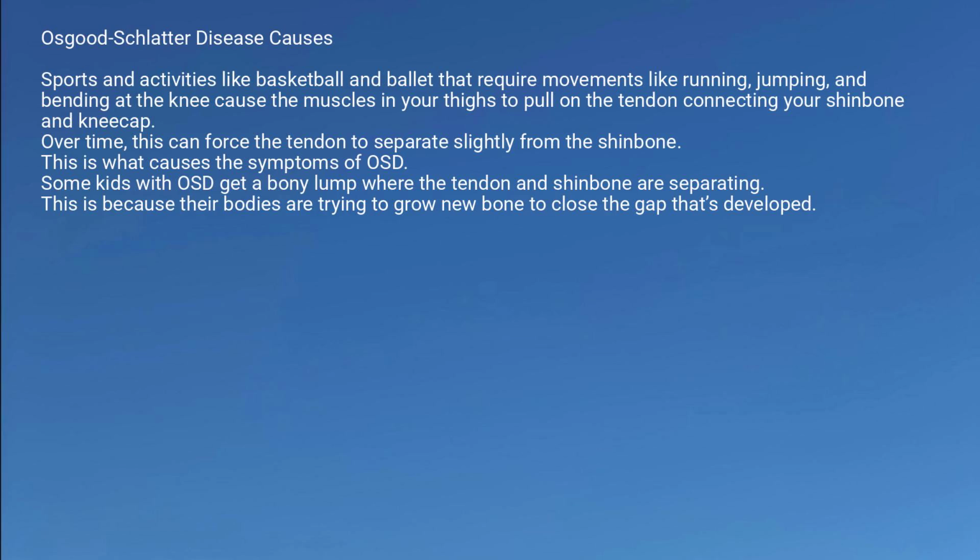Osgood-Schlatter disease causes. Sports and activities like basketball and ballet that require movements like running, jumping, and bending at the knee cause the muscles in your thighs to pull on the tendon connecting your shin bone and kneecap. Over time, this can force the tendon to separate slightly from the shin bone. This is what causes the symptoms of OSD. Some kids with OSD get a bony lump where the tendon and shin bone are separating. This is because their bodies are trying to grow new bone to close the gap that's developed.